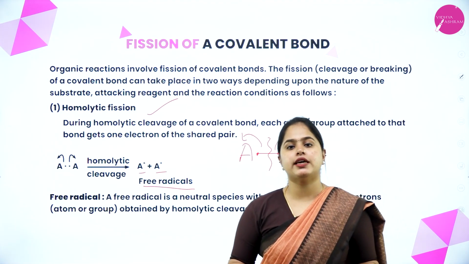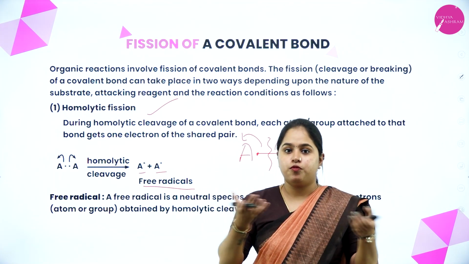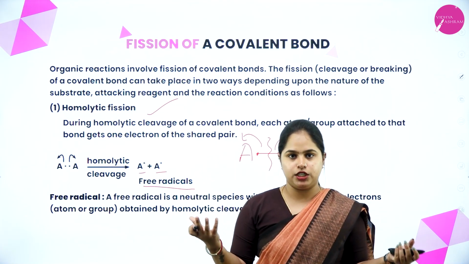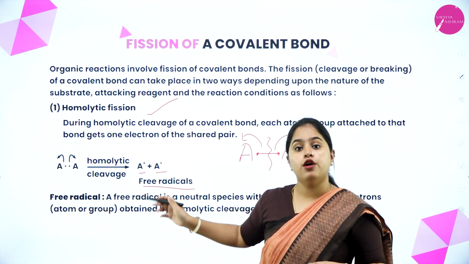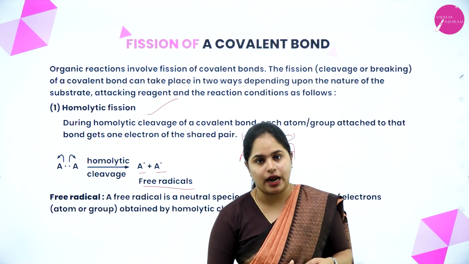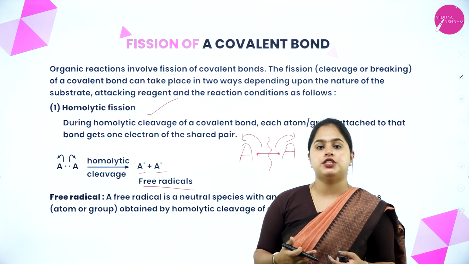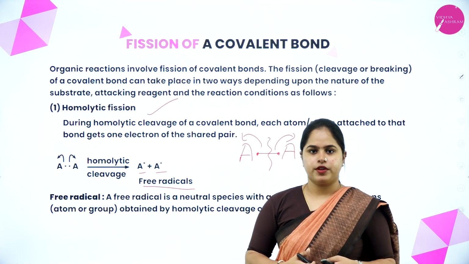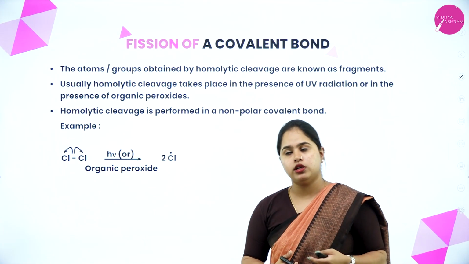So when homolytic cleavage happens, one electron from the shared pair will be taken up by each of them and it forms a free radical. It is called a free radical, right? It is a neutral species having an odd number of electrons. Right? So this is happening in homolytic cleavage.